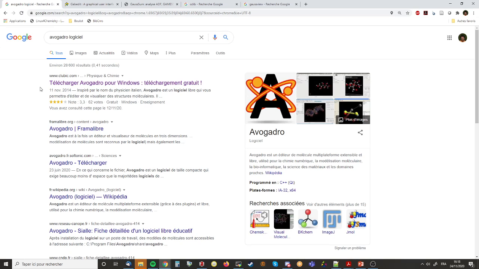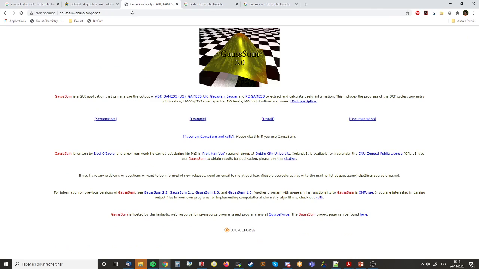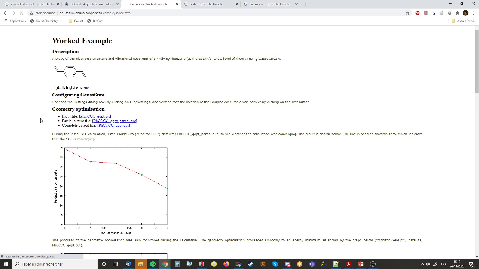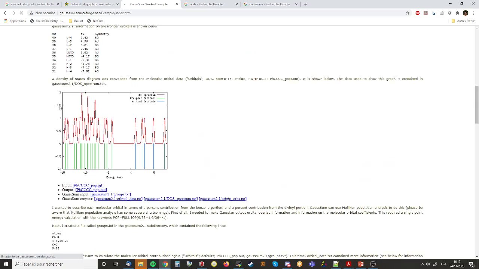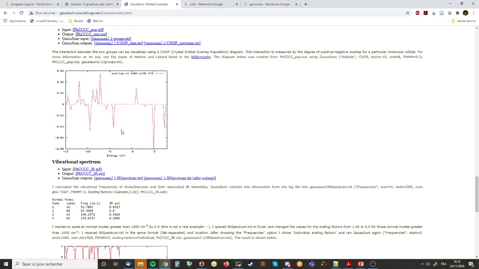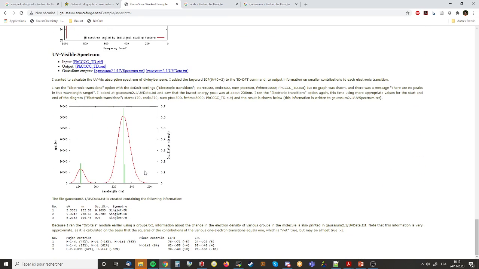To do your own Gaussian broadening, you have a Windows tool here that is free and it works well. It's coded by Noel O'Boyle and it's called GaussSum. It will read your TD log, and it will create a spectra. So for example, it will create the UV spectra, okay?